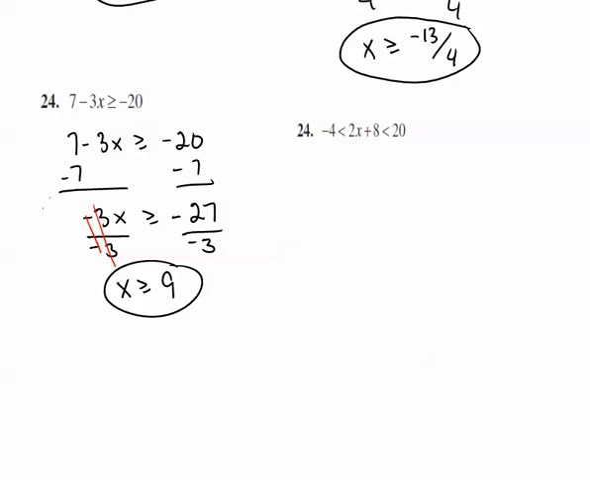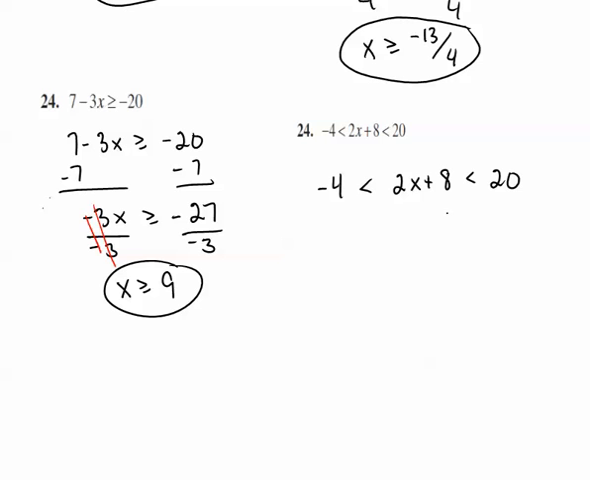Now with 24 and 25 in this problem set, we have what's called a compound inequality, where we have, for example, negative 4 is less than 2x plus 8, which is less than 20. And the way we're going to solve this is simply by adding or subtracting something from all of the different parts, or multiplying, dividing each of the different parts by something. So the goal is to get the x by itself in the middle, and let's set it up with lots of room to work.